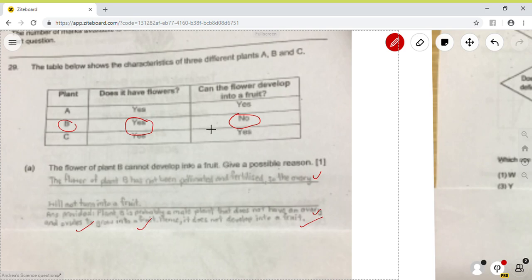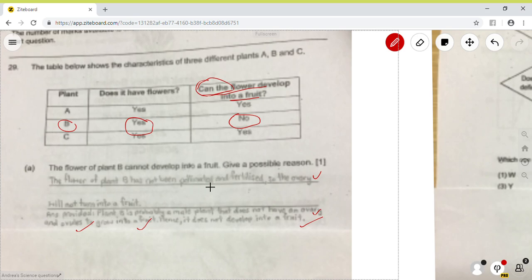Here they are not asking you why it didn't grow into a fruit. The question is, can the flower develop into a fruit? The answer is no, it cannot. That means this particular flower will never become a fruit. So they are not asking why it didn't become a fruit. You see the little difference there? It's a bit of the English word. Can the flower develop? No, it will never be able to do that.